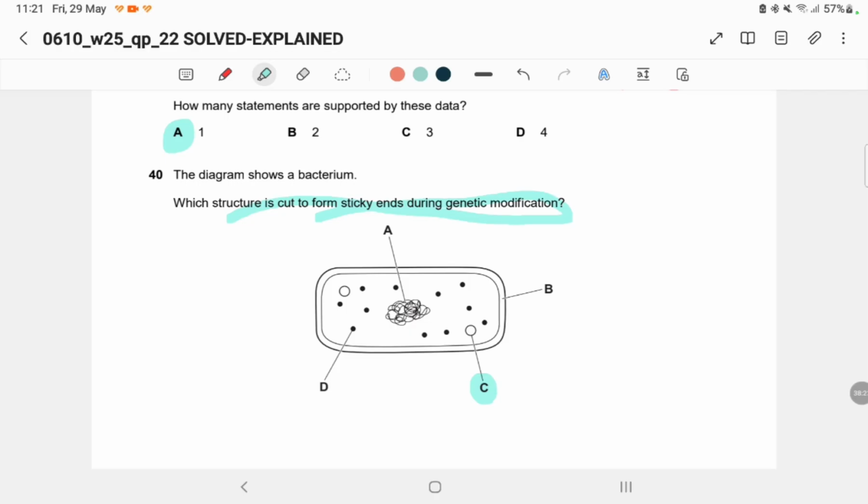Why plasmid? Because as you know, we use a restriction enzyme to first extract your DNA from a bacteria. Just use that restriction endonuclease enzyme to also cut the plasmid, forming sticky ends. So you're going to insert the gene into the plasmid, which is joined by the ligase enzyme, forming your recombinant DNA, which is inserted back into your bacteria. I have summarized the whole story for you, but the structure cut to form sticky ends during genetic modification is letter C, which is the plasmid. Remember, sticky ends is sticky plasmid.